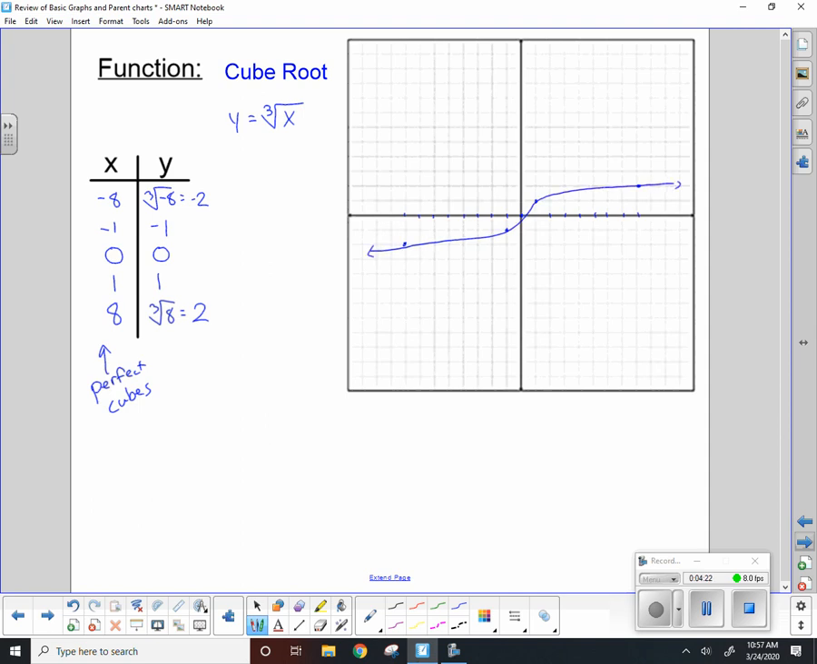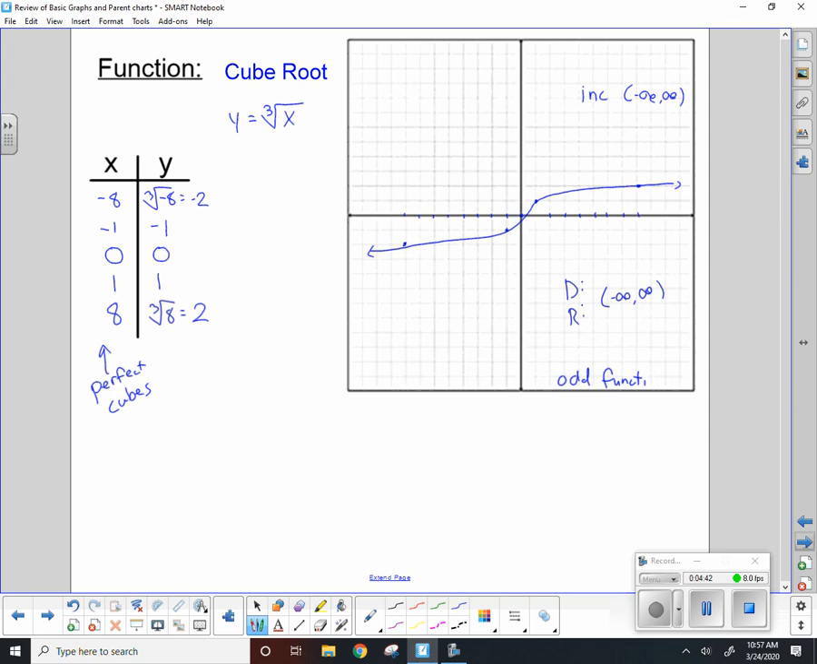Something like that. This graph, you can see it's increasing over its whole domain, all the real numbers. And the domain and the range both are going to be negative infinity to positive infinity. And it is what we would call an odd function.